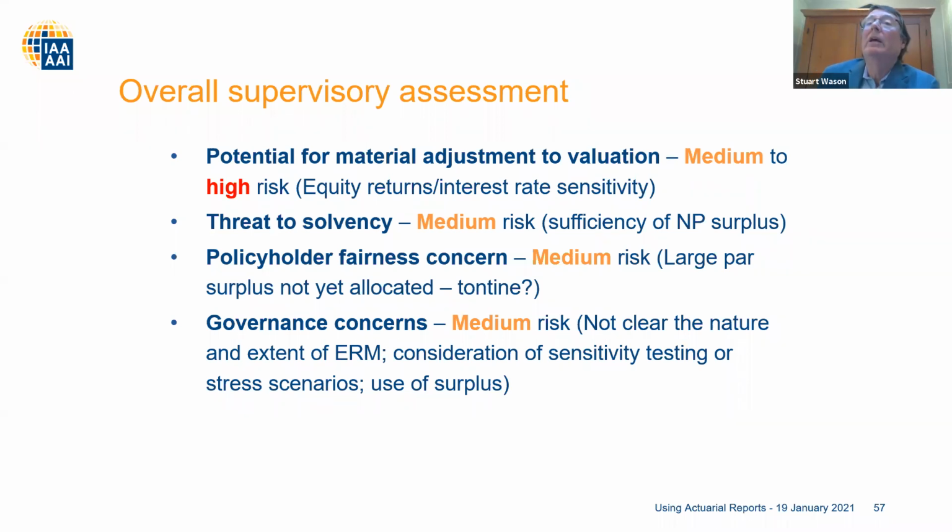Is this a buildup of par surplus that will never be granted back to the par policyholders in a fair manner? I use the word tontine. It's an unfair buildup of par surplus. And then lastly, do I have any governance concerns? Well, I've ranked it as medium. It's not clear to me the nature and extent of enterprise risk management given the reports that we've read. And I'm not sure how sensitivity testing or stress scenarios were actually used by the company. So next slide.